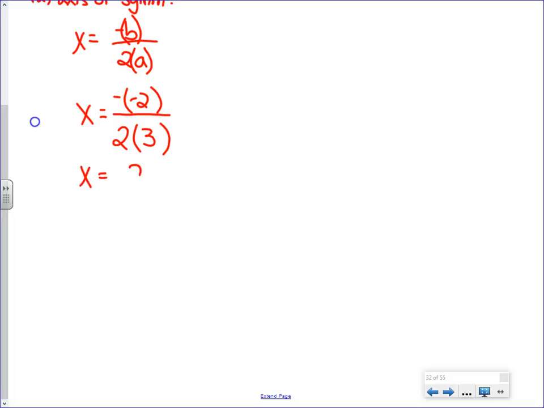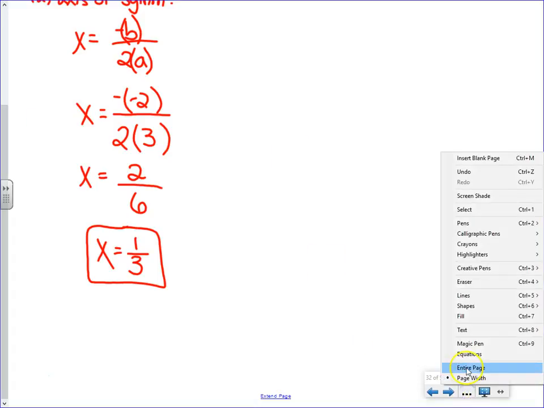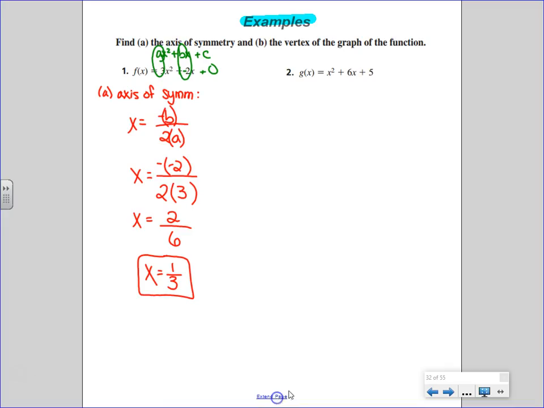2 over 6. Negative times a negative is a positive. 2 times 3 is 6. Wait, can we reduce that? Yes. 1 over 3. Good. Axis of symmetry, x equals a number, and we're done. This is easy. Now wait, what have we not found yet? The vertex.